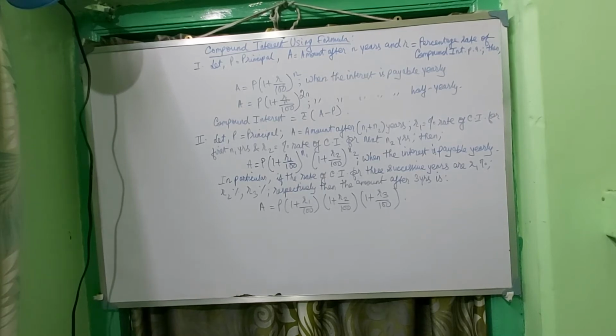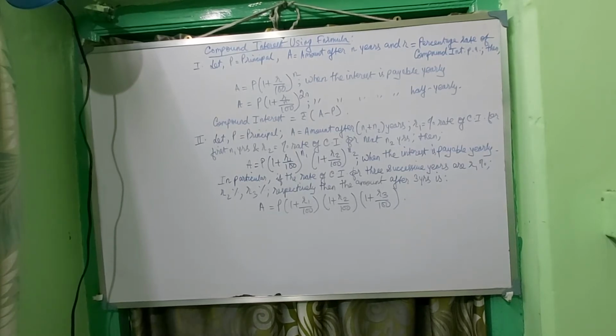If you go to the second type, you can see that the principal is the same. The time is n1 plus n2 years, and R1 is the percentage rate of CI, compound interest, for the first n1 years, and R2 is the percentage rate of CI for the next n2 years. If two different periods and different percentages are given, then we can use this second formula, A is equal to P into (1 plus R1 by 100) whole to the power n1 into (1 plus R2 by 100) whole to the power n2.